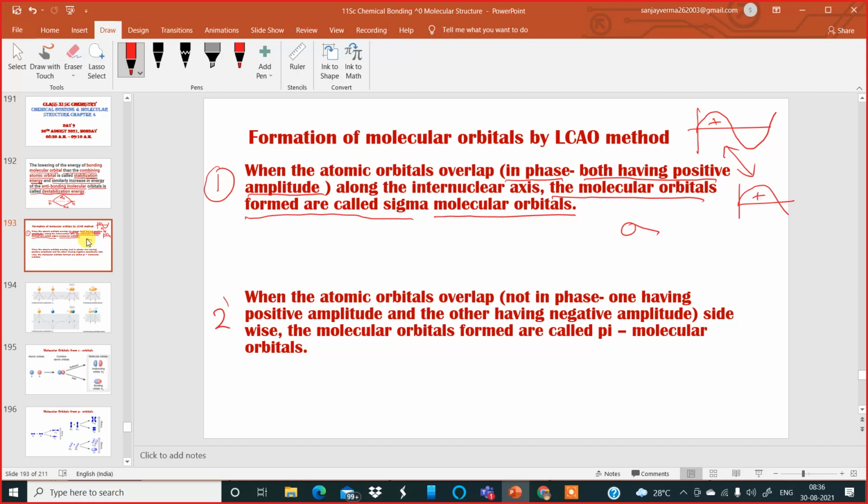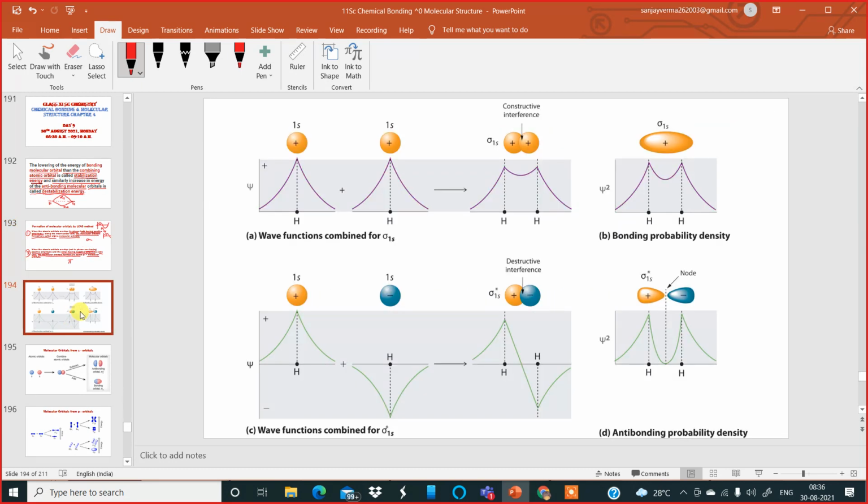Otherwise, when the atomic orbitals overlap not in phase, which means one having a positive amplitude and the other having a negative amplitude, that is sidewise overlap. The molecular orbitals formed are called pi molecular orbitals. This you must remember, keep in mind. Now after that, look at this diagram. It will help you understand this linear combination of atomic orbitals.